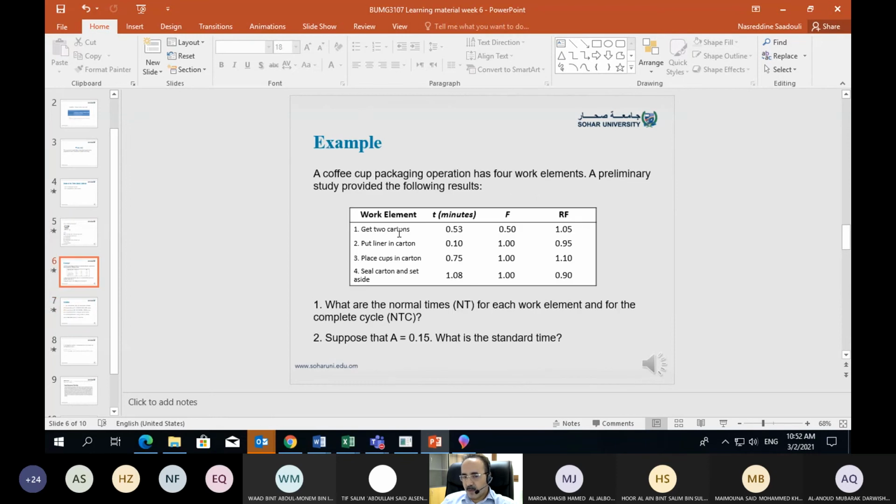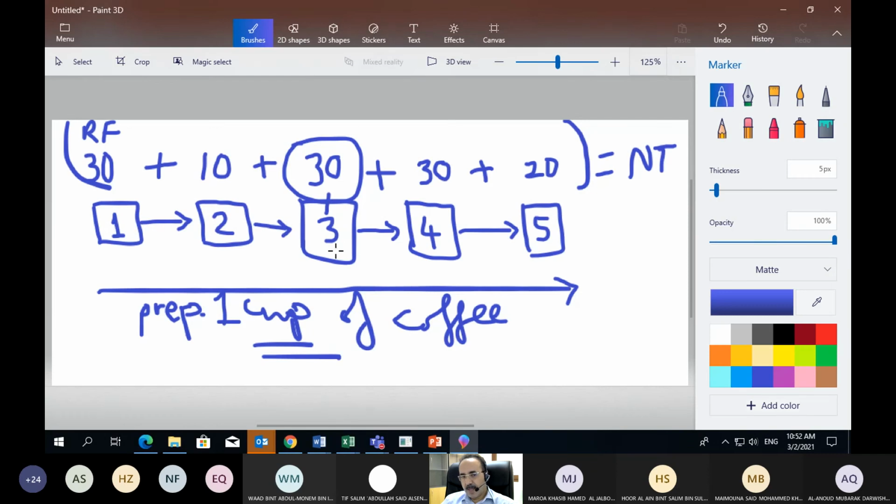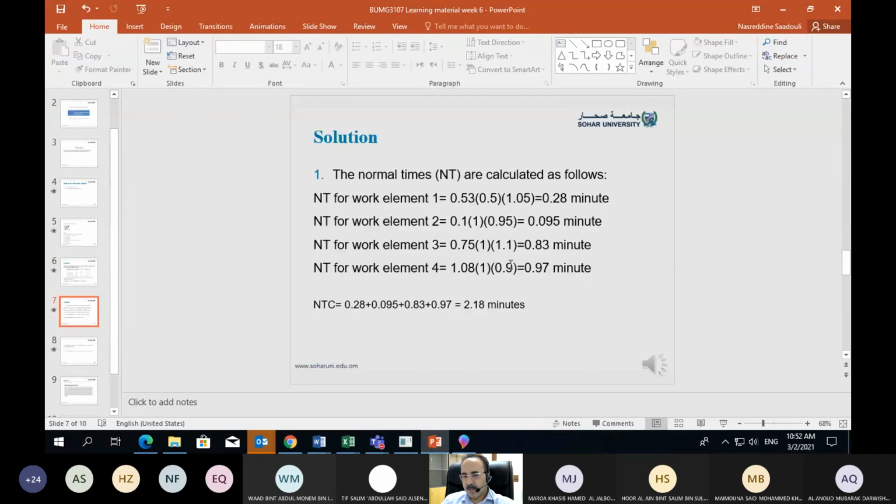For the complete cycle, for the entire process, like the example I gave you earlier, for the whole thing, we're going to add them up. We need to add all of them. So the NTC is simply the sum of these, 0.28 plus 0.095 plus 0.83 plus 0.97, all the way to, gives us 2.18 minutes for the normal time for a complete cycle. This is the normal time.